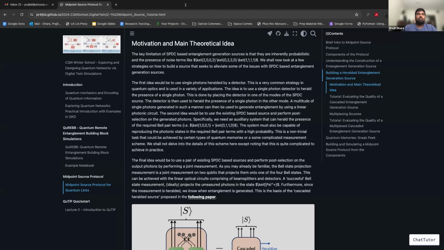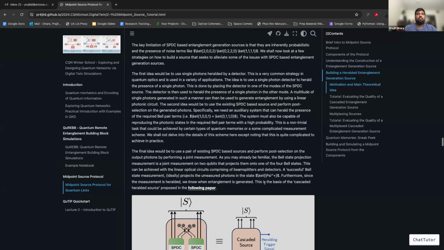The Bell state measurement, or Bell state projection, for qubits is a very well-defined measurement. You simply do a CNOT gate and then you measure the two qubits, and the outcome of your measurement will tell you what state you are projected in.